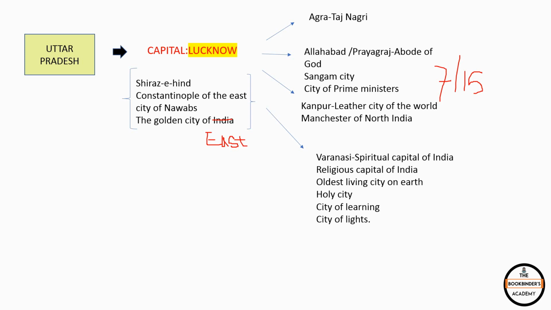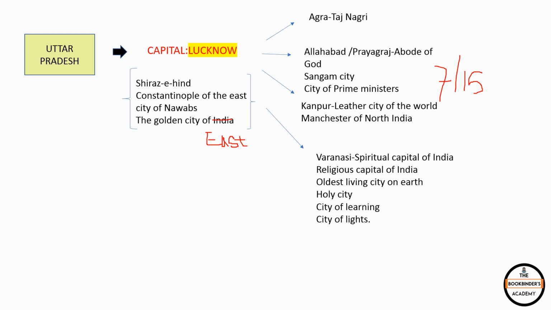Then comes the next city, which is Varanasi. Varanasi is referred to as the spiritual capital of India, the religious capital of India, oldest city on earth, holy city, city of learning, and city of light. Now, it's very easy for us to know why it would be referred to as the spiritual or the religious capital of India. This is because India is predominantly a Hindu country, and there's a lot of significance to the city Varanasi when it comes to Hinduism, and hence it will be very right to call it the spiritual capital of India or the religious capital of India.